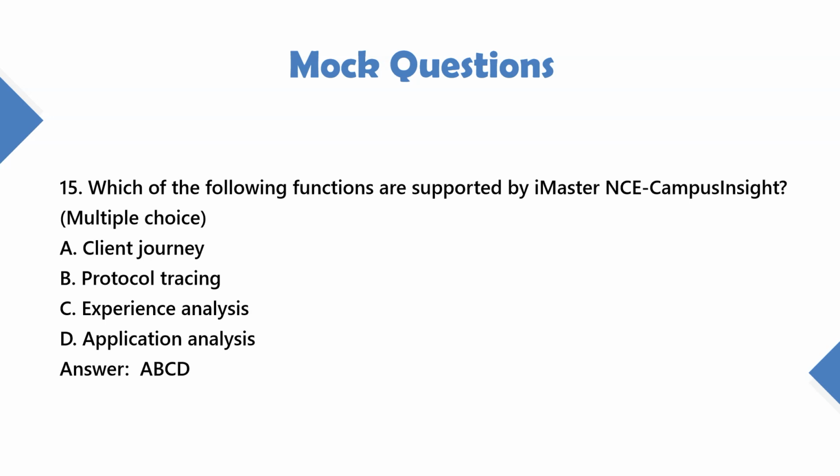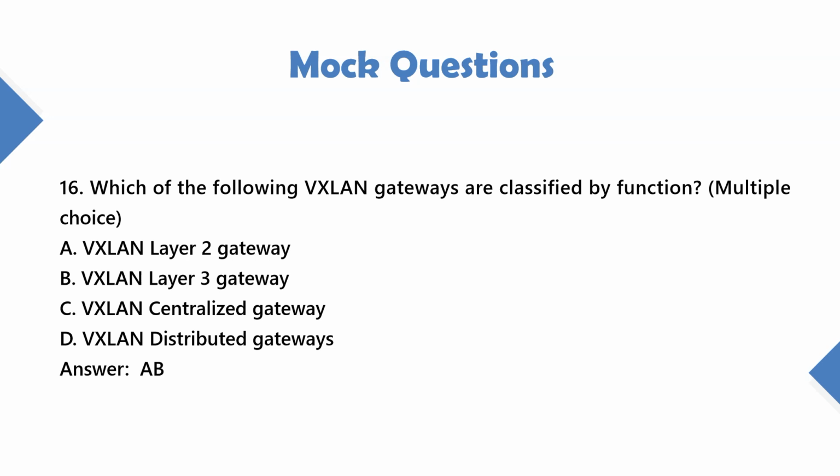16. Which of the following VXLAN gateways are classified by function? Multiple choice. A. VXLAN Layer 2 gateway. B. VXLAN Layer 3 gateway. C. VXLAN centralized gateway. D. VXLAN distributed gateways. Answer: A, B.